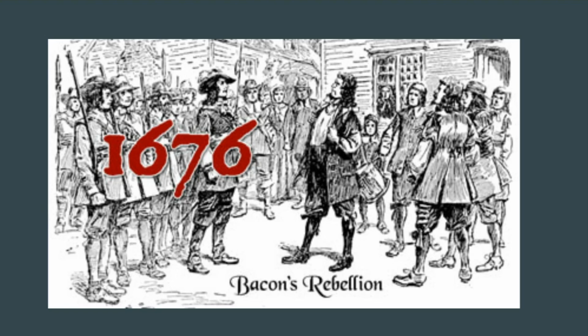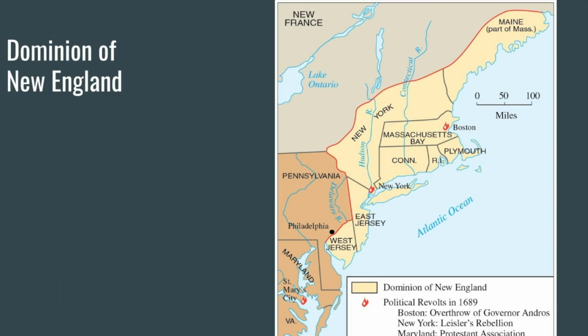And the next big event that happened in the colonies was Bacon's Rebellion, which we talked about a little bit before, but basically Bacon's Rebellion was aimed to overthrow the Virginia governor, William Berkeley, in order to have the right to claim land from the natives.